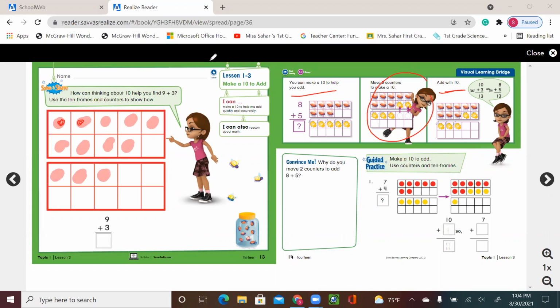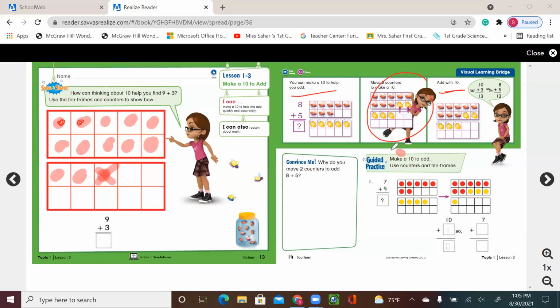Going back to what I just learned, that making 10 helps you to quickly add and get your answer right. So what I'm going to do, I'm going to move one of my counters from the second 10 frames and I'm going to fill the first 10 frames. Now I have 10 and I have 2 left on the second 10 frames. So 10, now it's easy for me to count. 10, 11, 12. So now I know that 9 plus 3 equals 12.